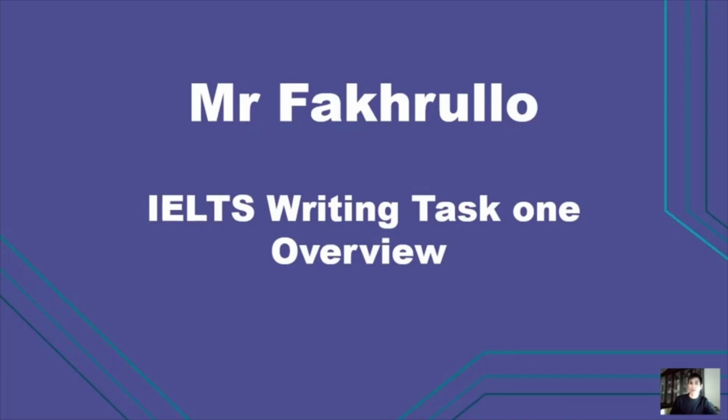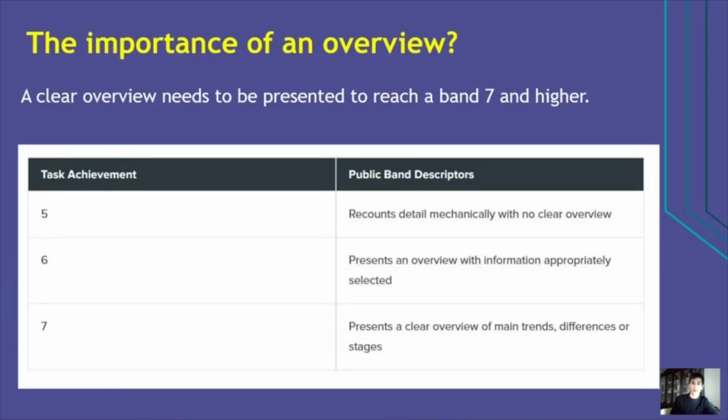If you actually miss the overview in your Task 1, you will definitely lose your mark. Or if your overview is unclear, you still lose your mark. To see how important a clear overview is in IELTS Academic Writing Task 1, let's have a look at the Task Achievement band descriptions. A clear overview needs to be presented to reach a Band 7 or higher. If you miss your overview in Task 1, you cannot get a score higher than 5.